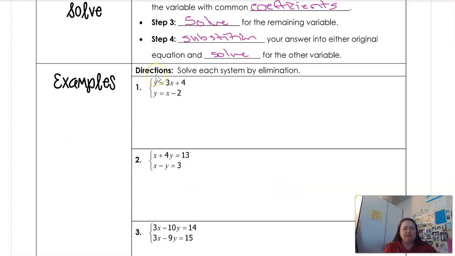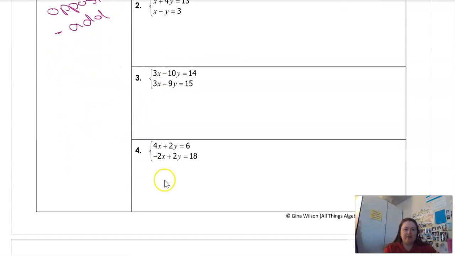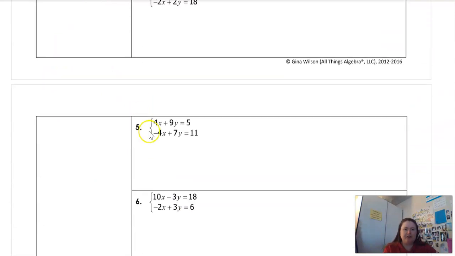So here's some examples. Honestly, this first one I probably would solve by substitution, but let's look at how I could solve it by elimination. Notice y's are lined up and they both have a coefficient of 1, right? So since it's the same number, I'm going to subtract. Same number, you subtract. If it's opposites, then you add. For instance, I think an example of opposites would be question 5. You have 4 and -4, so those we would add.